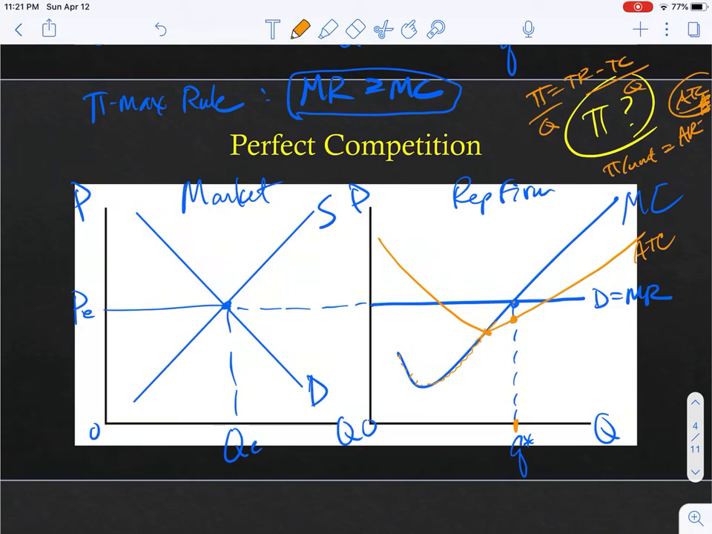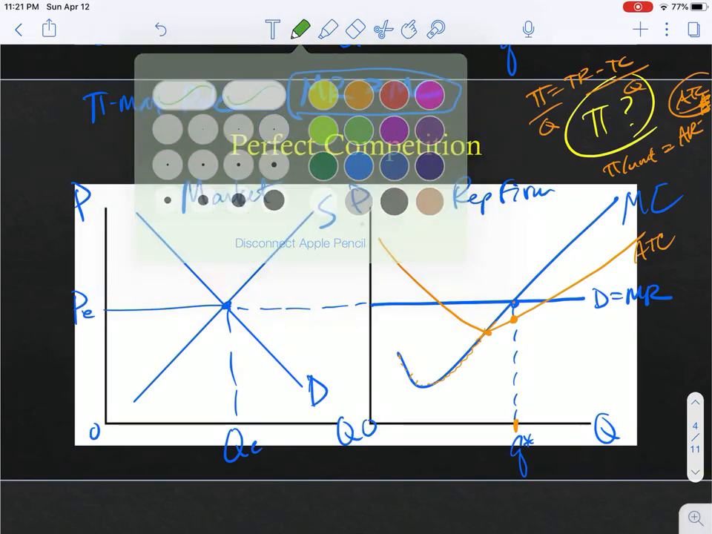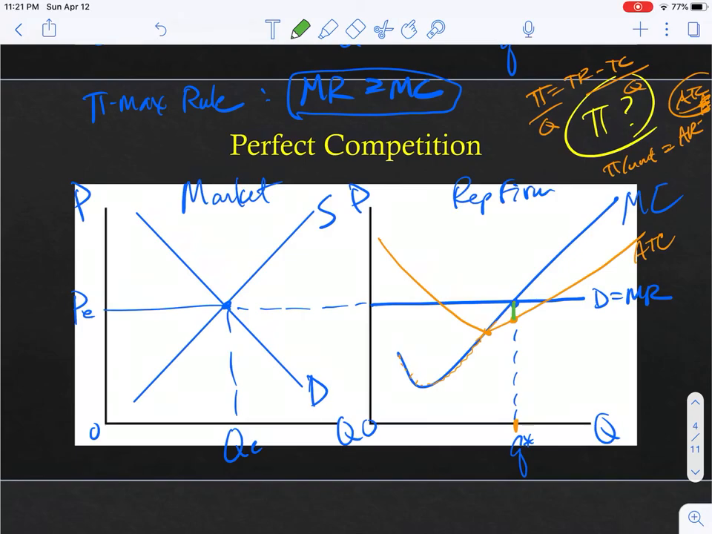At Q star, it can sell every unit at this price, right? It's a price taker, but each unit costs it on average this amount. So is that good or bad? If you are running a business, do you like it when the price you can sell it for is higher than the average cost per unit? Yes, that's definitely a good thing. That means that you're earning this much profit on each unit. And how many units are you selling? You're going to produce and sell Q star units, which means if you earn this much profit per unit on this many units, then what does this area right here represent? That's what we call your economic profit.